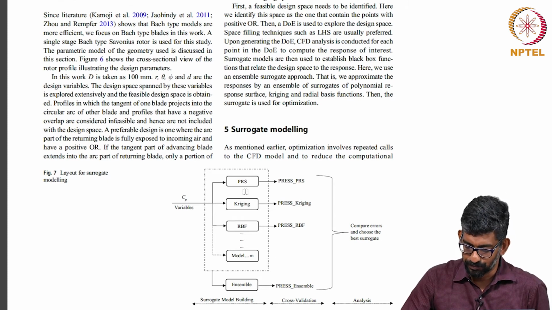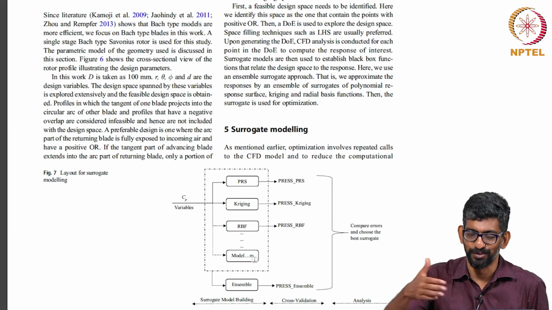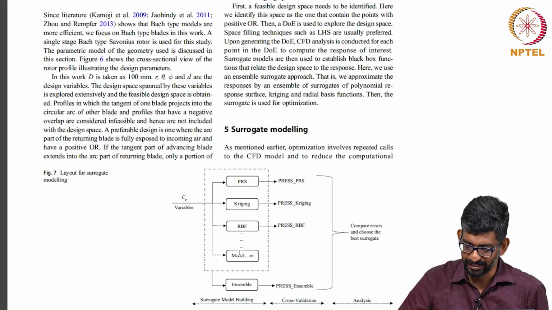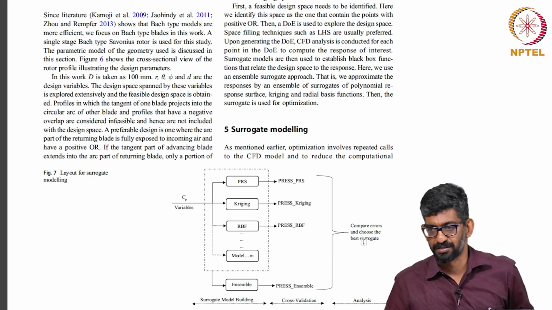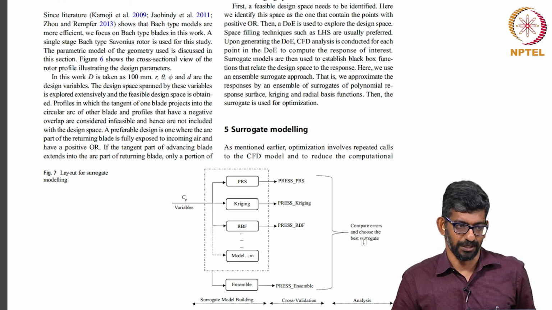As you can see here, we are taking polynomial response, Kriging, RBF. I am saying here model M, it could be anything, as we pointed out now, it could be any of the machine learning techniques, but we are just taking these three in this particular case, and it could be any number. The framework still adapts to that. You get an ensemble and you get a PRESS error for each one of these. Using that, you can compare the errors and then choose the best. So, there is one model called the best PRESS, or you want to have the minimal PRESS, whatever it is.